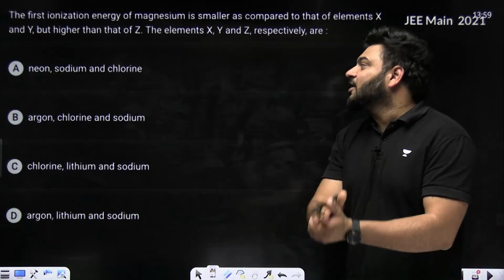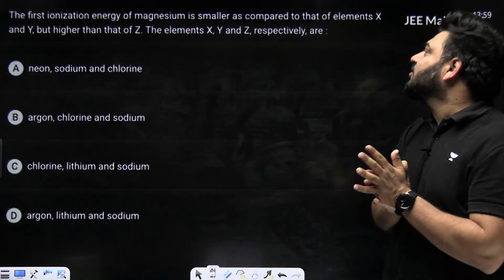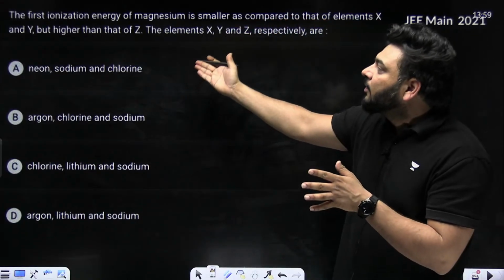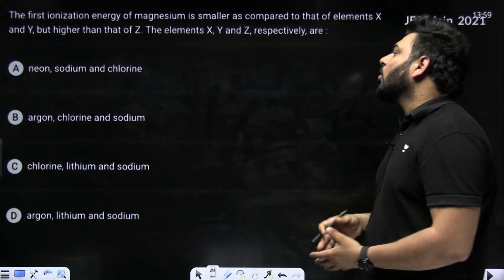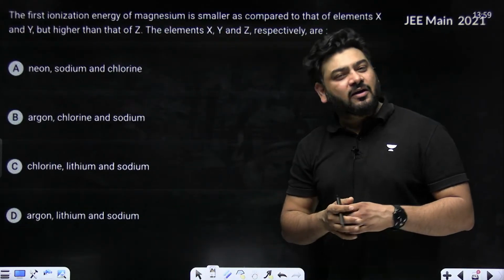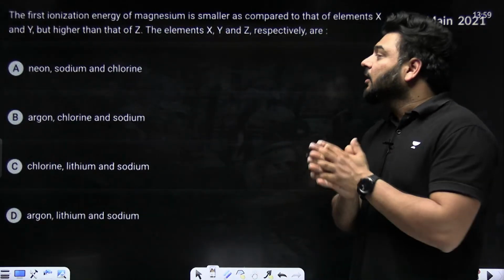We have another question, guys. The first ionization enthalpy of magnesium is smaller compared to X and Y, but higher than that of Z. So what could be these elements? So anyways, we have been given a set of elements over here, and we have to compare what X, Y and Z are.